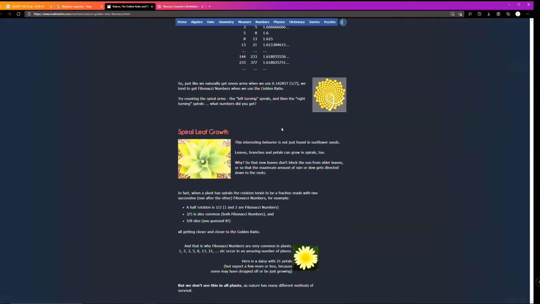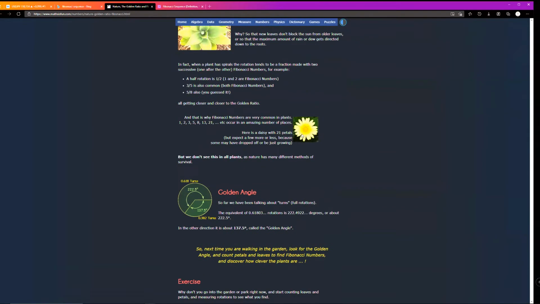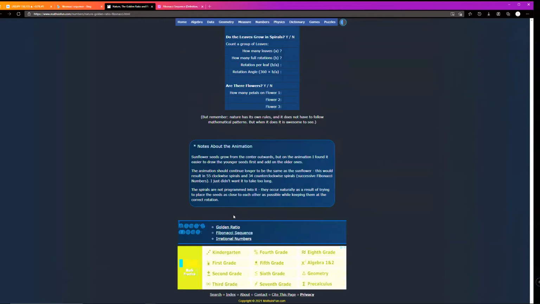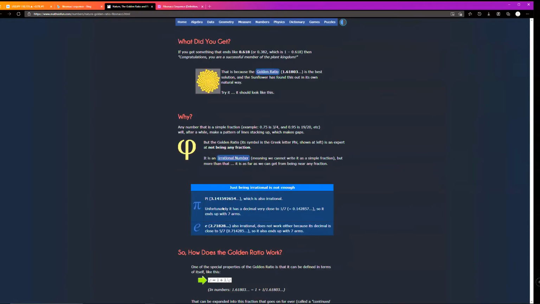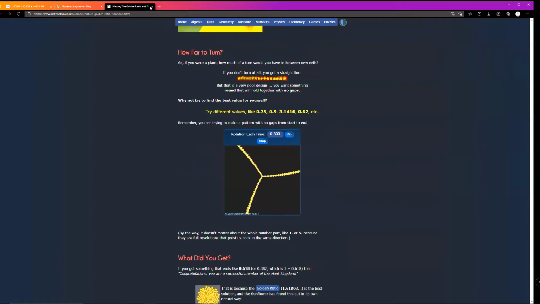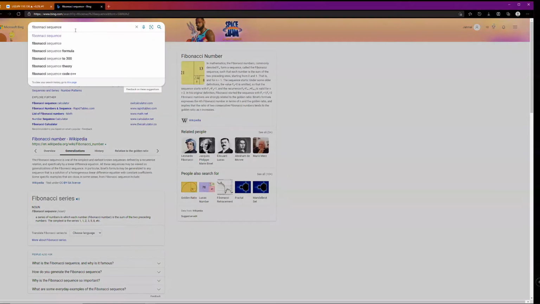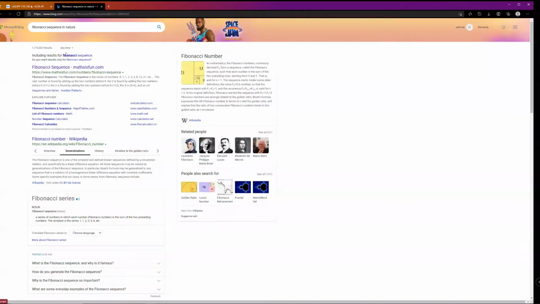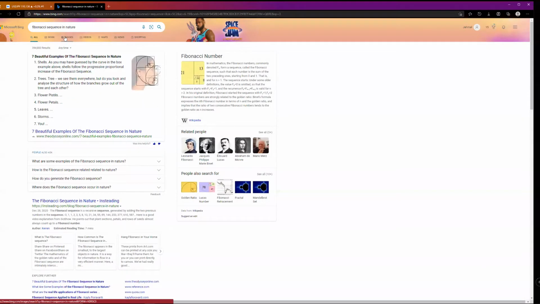Besides that, even these types of flowers, like the aloe, give off the Fibonacci, and it's just a run-on type of story with Fibonacci. I just wanted to show you guys that, to show you, like, watch Fibonacci sequence in nature. I just want to show you something that's really cool. Shells, as you may have guessed by the curve in the box examples above, follow the progressive proportional increase of the Fibonacci sequence.